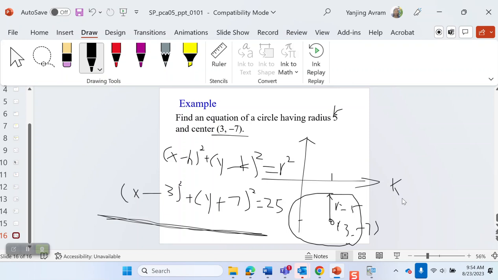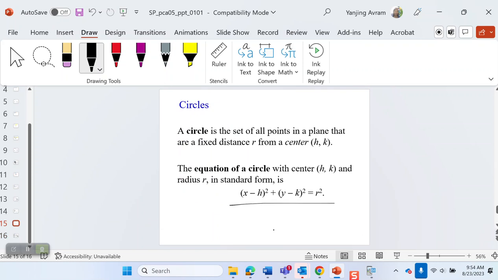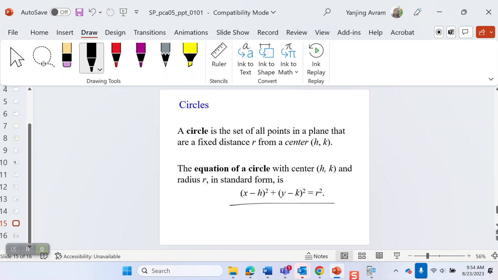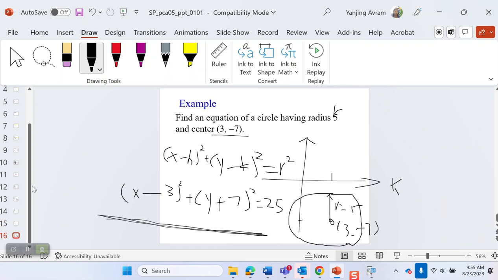Okay, any questions? Sometimes would we need to solve for x or y? No, you leave it in the standard format, this format right here. You just need to square the r. You don't have to get rid of the perfect squares. We keep the perfect squares for the circle, because this is called the standard format. All right, good question.